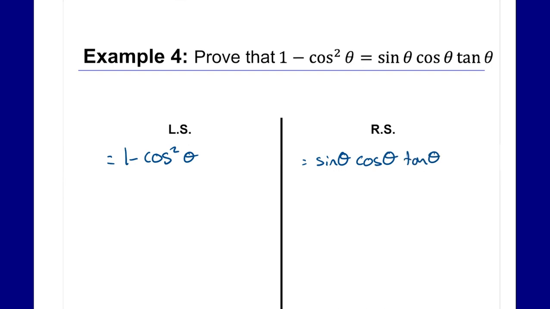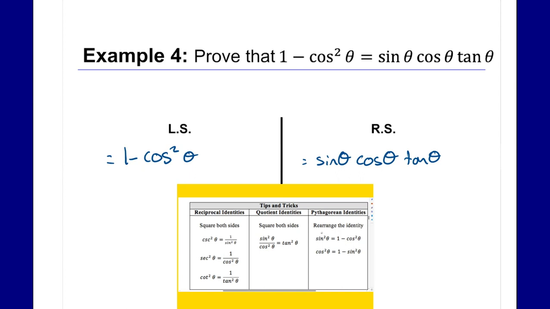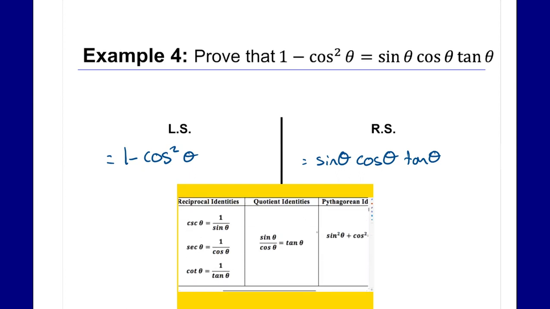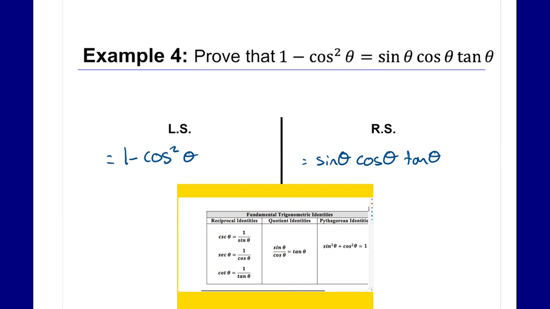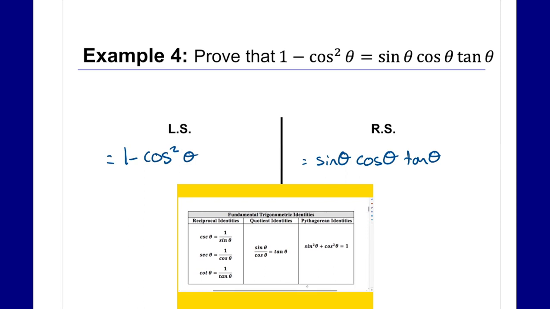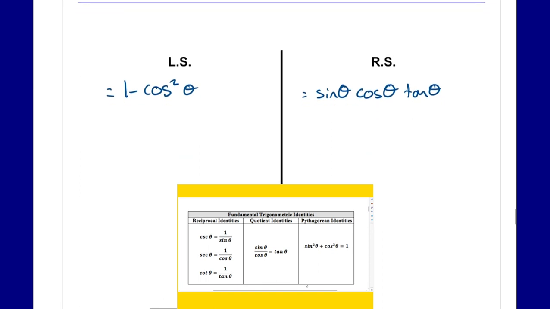If we're not sure where to start, I'm going to bring up our trig identities. We're not dealing with anything squared yet, so I'll go back to some of my more base ones. I do have a tan on the right side, so I do want to get rid of that. We did say we want to deal with sine and cosine primarily. So I'm going to use the quotient identities, this middle one here, to get rid of that tan. So we have sine theta times cos theta times, instead of tan, sine theta over cos theta.